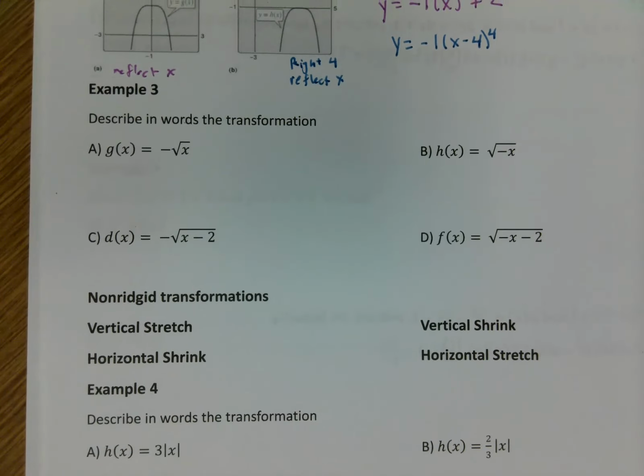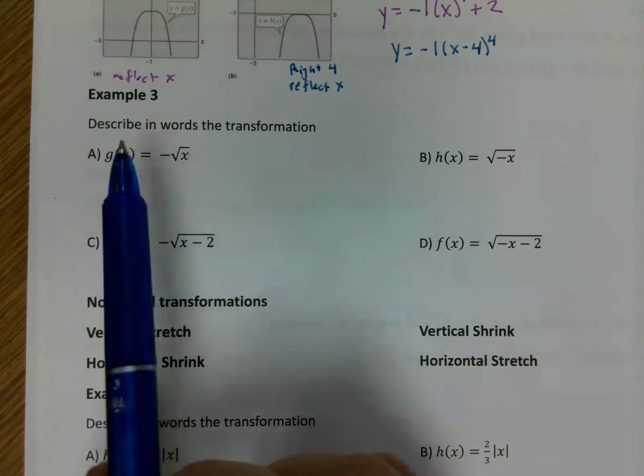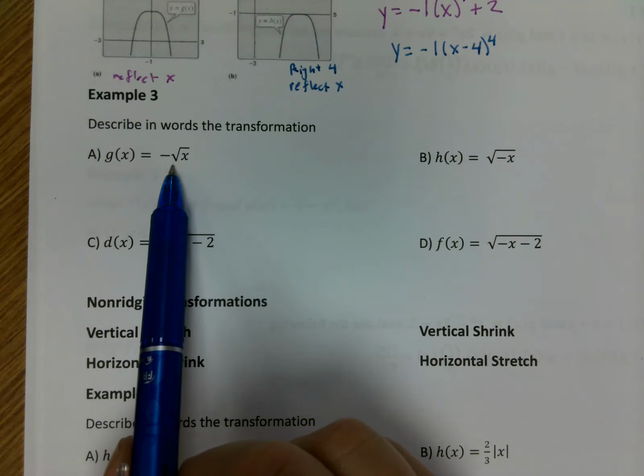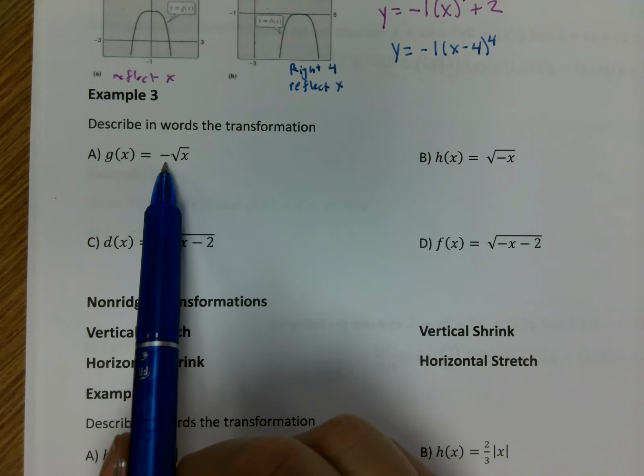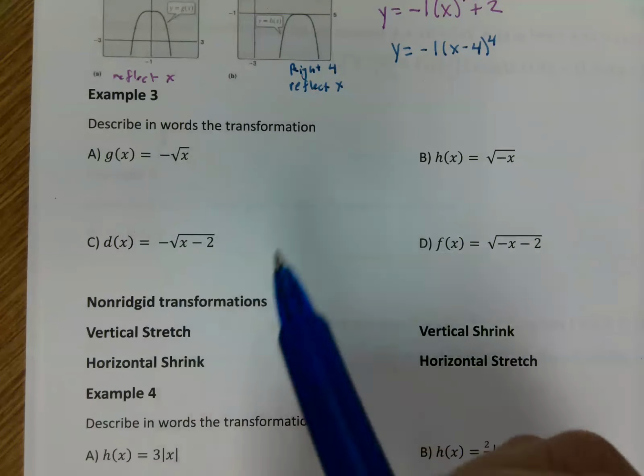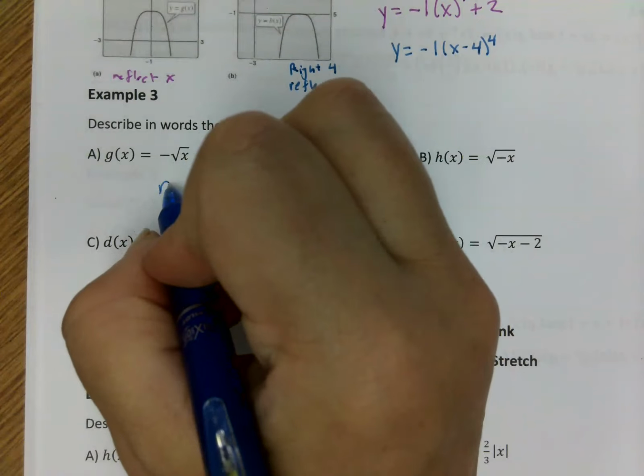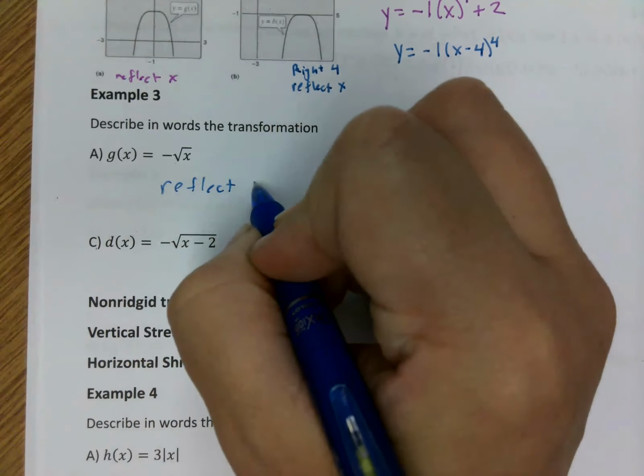Just looking at this, describe in words. Again, the first thing I'm looking at is, where is this? Well, this is multiplying. Multiplying is my A or my B. It's multiplying on the outside. So this would be my A value. And if A is negative on the outside, this is going to be a reflection over the x-axis.